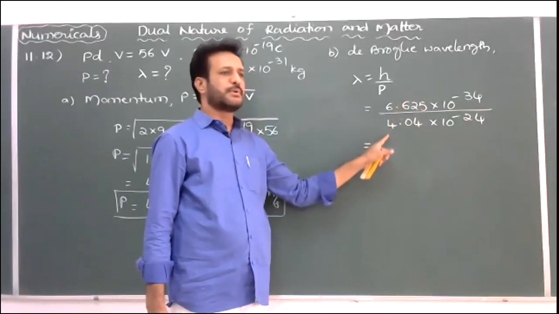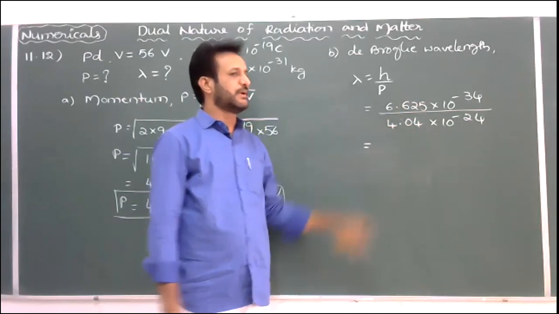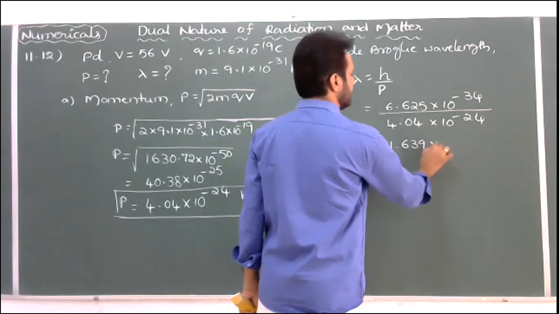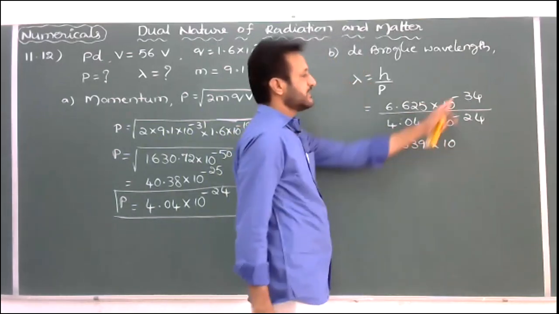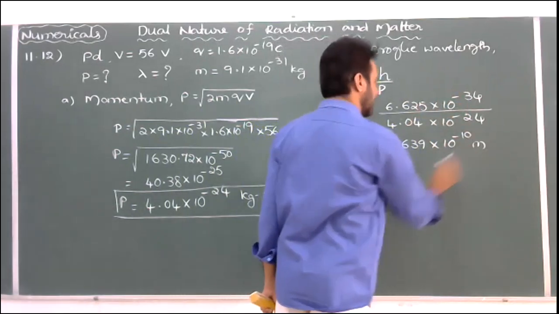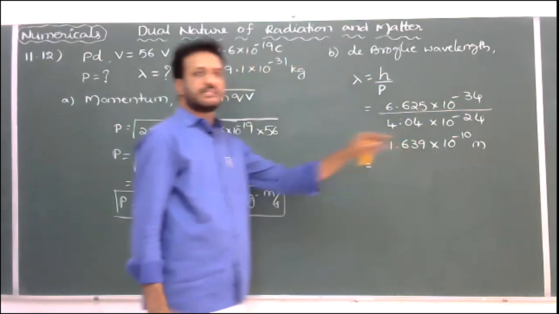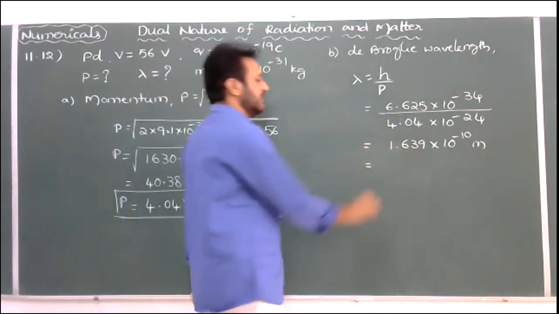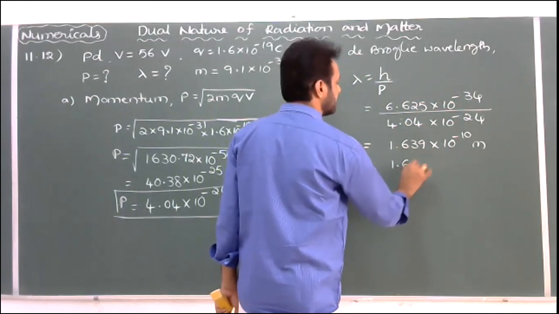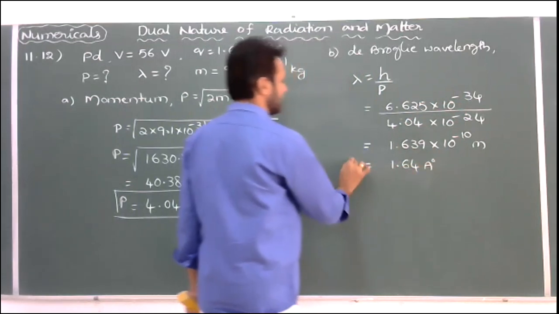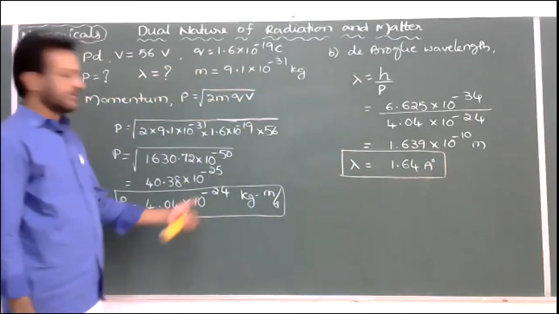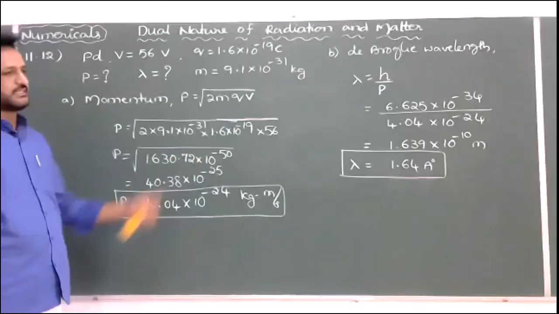6.625 by 4.04, we will get 1.639 into 10 to the power of minus 34 plus 24, that is minus 10 meter. 10 to the power of minus 10 meter equals 1 angstrom, so we can also write 1.639, which can be rounded off to 1.64 angstrom unit. It is the de Broglie wavelength of the photoelectron, and the earlier one is the momentum of the electron. These are the two answers.